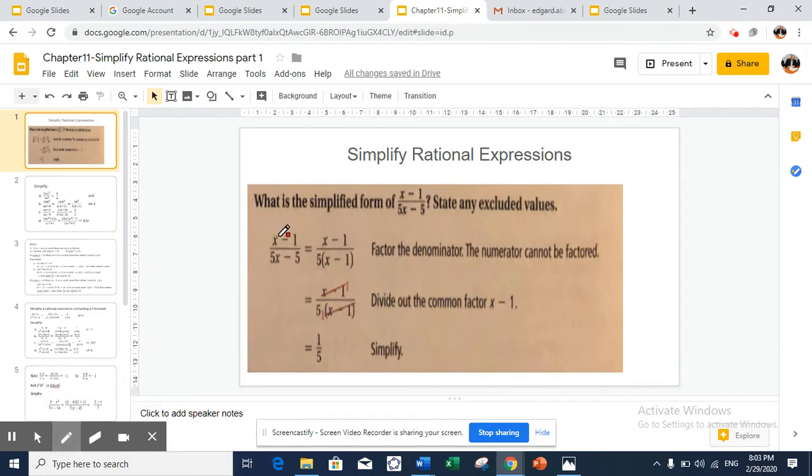For example, if you have (x minus 1) over (5x minus 5), you must put in factor. Here I can put 5 because it is a common divisor for both. So 5x divided by 5 is x, and minus 5 divided by 5 is minus 1. So you can simplify x minus 1 with x minus 1. I'm left with 1 over 5.